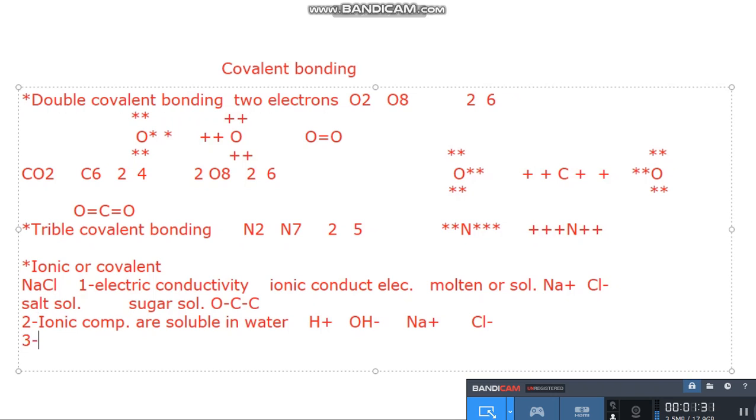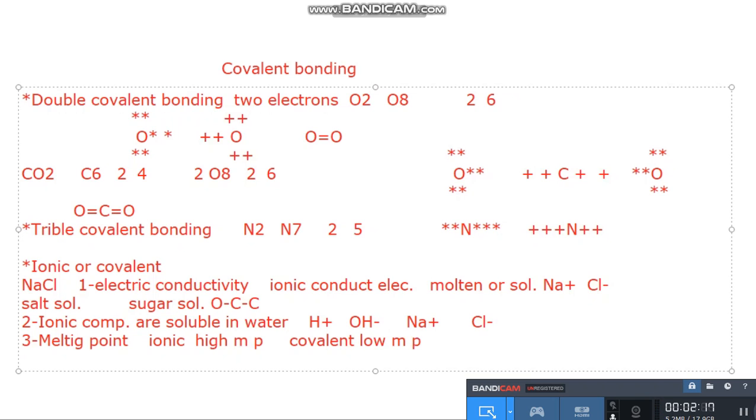The third and last method is by melting point. This is the third method to identify the ionic from the covalent compound. Ionic compounds have a high melting point, while covalent compounds have a low melting point.